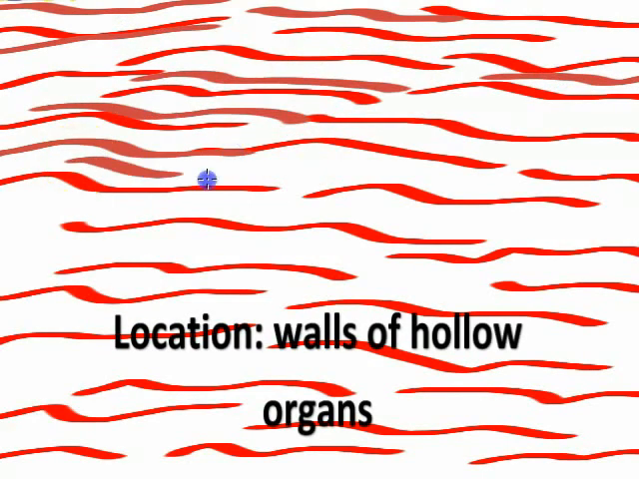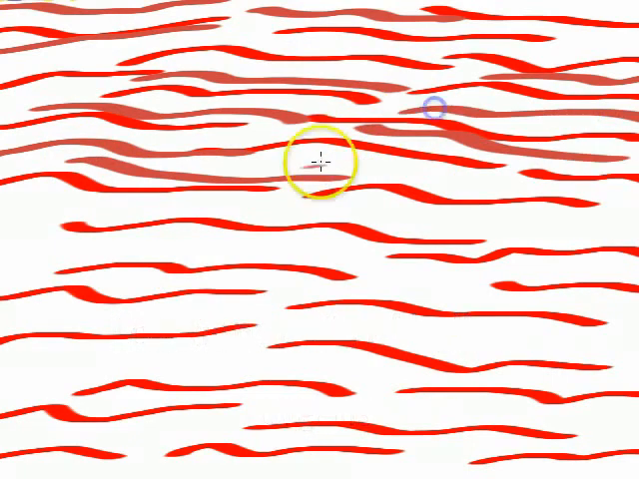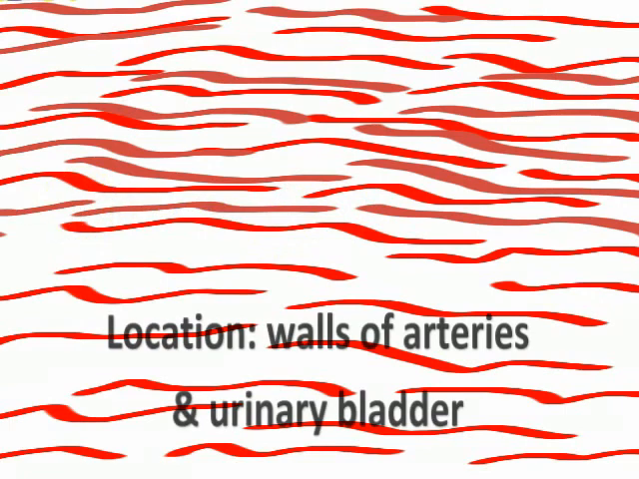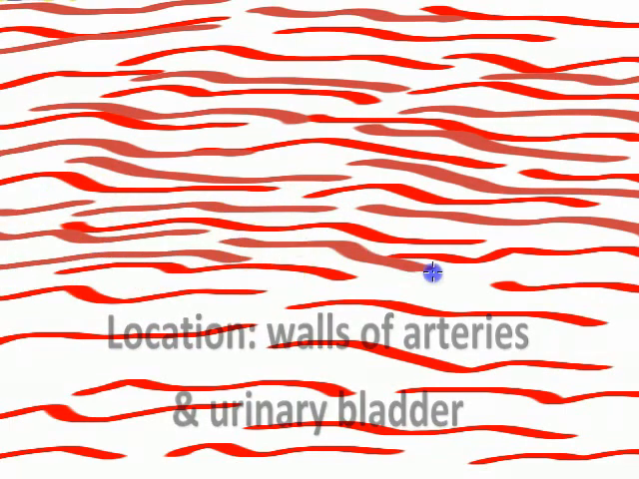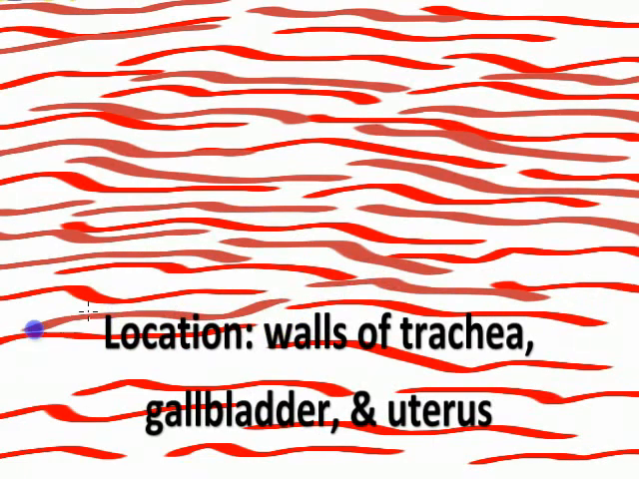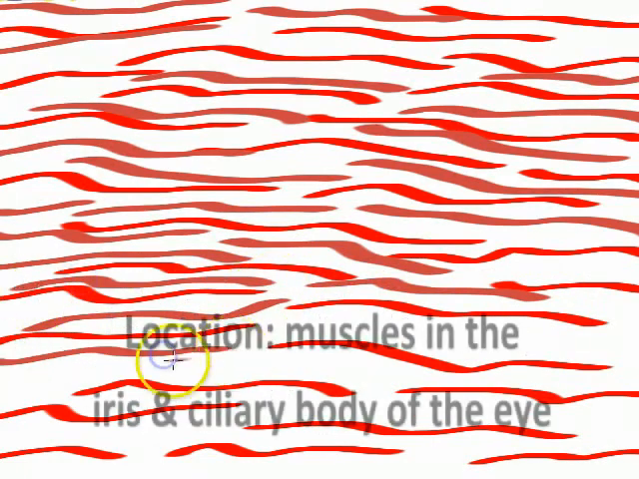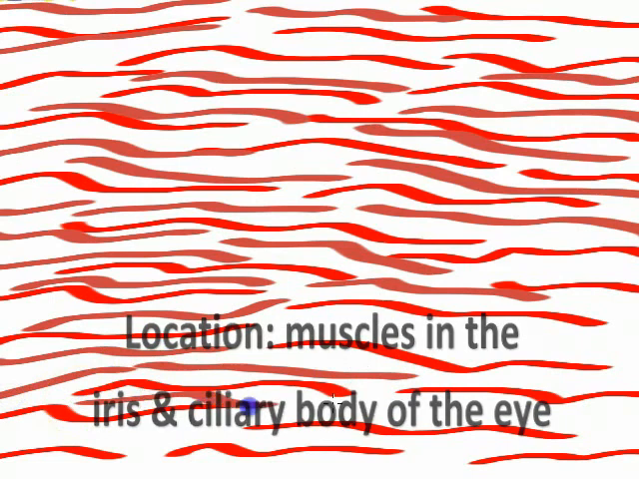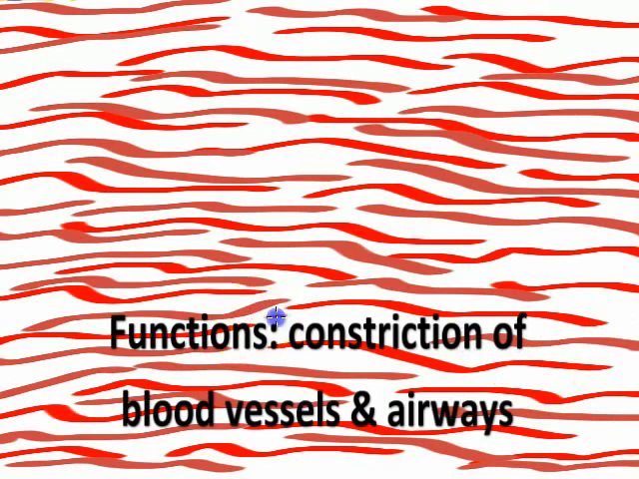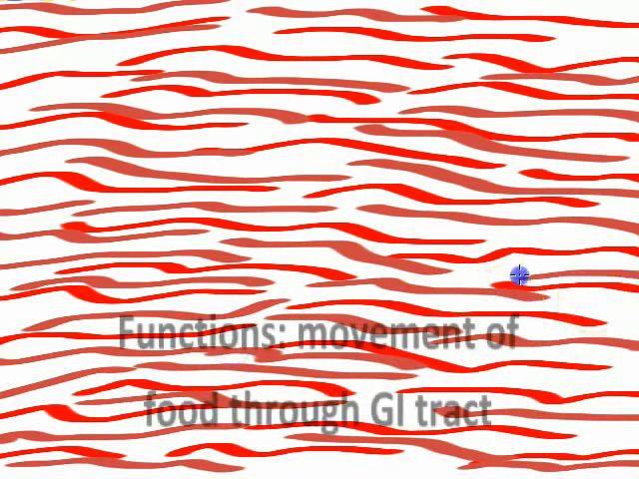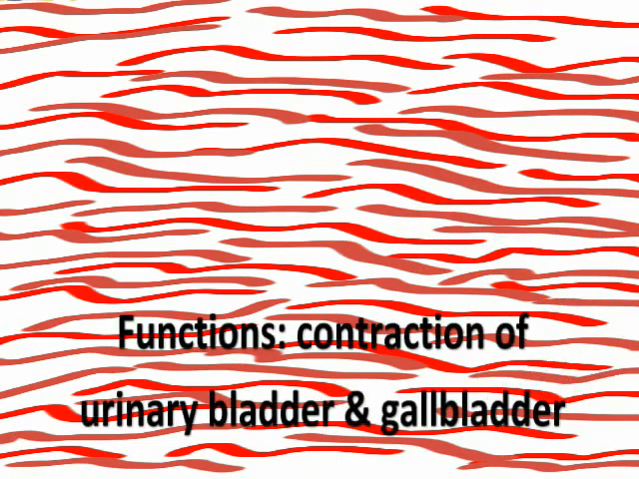Smooth muscle is found in the walls of the hollow organs like the stomach and the intestines, as well as the walls of the artery and bladder, airways like the trachea, the gallbladder, the uterus, and the muscles in the iris and ciliary body of the eye. Smooth muscle tissue functions in movement, such as constriction of the blood vessels and the airways, moving food through the digestive tract, or contraction of the urinary bladder and the gallbladder.